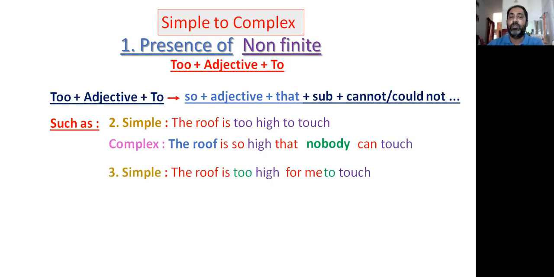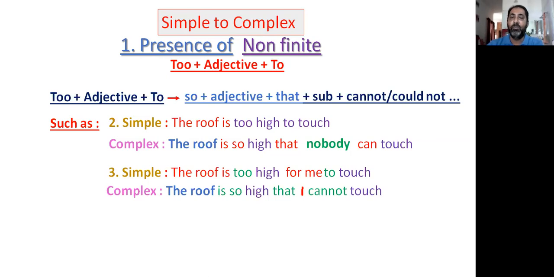In number three, the roof is too high for me to touch. Like number two, but in number three, for me has been added because who will touch? In number two, who will touch? We don't know who can touch. But in number three, the subject is here, for me. For me, I. The roof is so high that I cannot touch. I from for me.